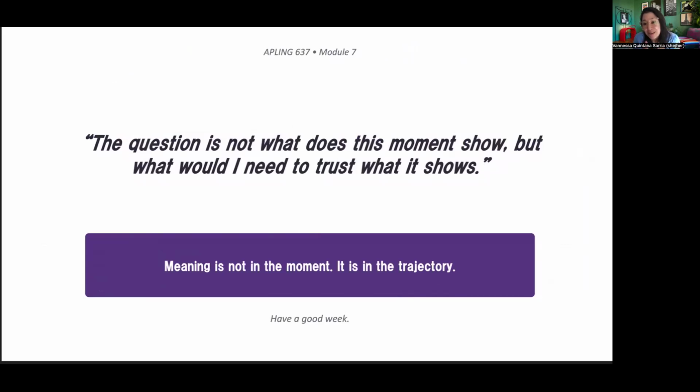So, here is the sentence to carry with you this week. Meaning is not in the moment, it is in the trajectory. When you sit down with our recording, use the 5 levels to see how the moment is built. But before you conclude anything, ask the other question. What will I need from other moments to trust what I think this one shows? That question is what separates analysis from a good guess.